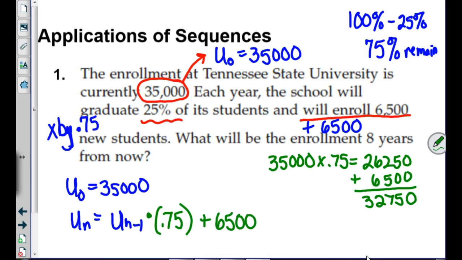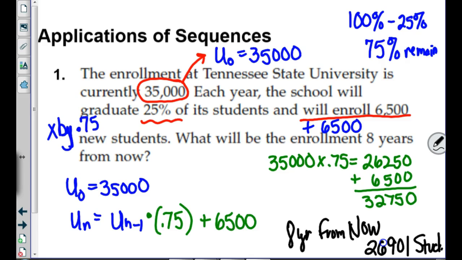So the final answer here was, tell me again. Oh, it wasn't a sum. It wasn't a sum, just kidding. 8 years from now. Now starts with a 9. Did you know that? Okay, what was it again? 26,901 students. Yep, studs, because I don't have room. Okay, we good?